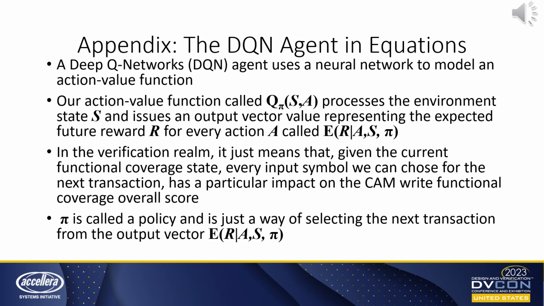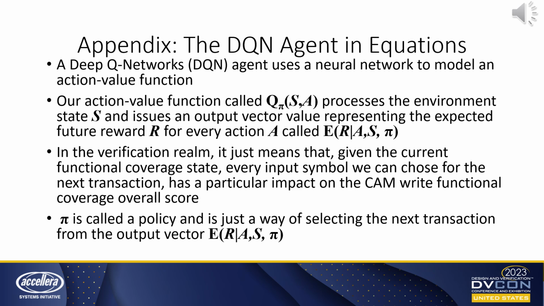What it actually does is process the environment state S and issue an output vector value where every element of this vector represents the expected future reward R for every single action. It is the expectancy of the reward based on the action and the state with a policy pi. In our case, the policy is just a way of selecting the next action to drive out of all this vector.